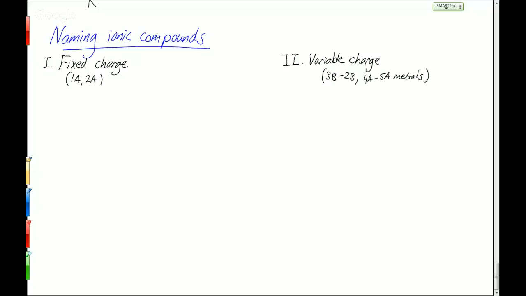That just means they can have more than one possible charge, so we have to talk about them a little bit differently. So if our metal is in 1A or 2A, we know what the charge is, and so naming these things is as easy as putting the words together with one little change. So our name is going to be the cation, and the anion, where you've dropped the end of it and put "ide."